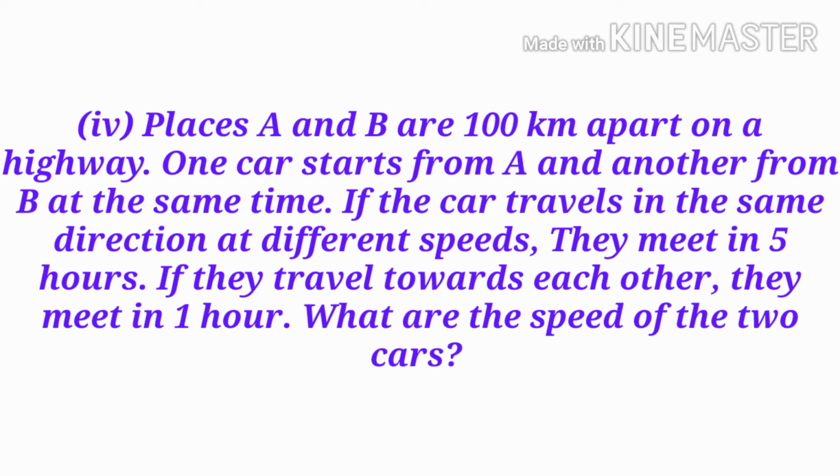So able to understand? So there are two places A and B and two cars are starting at the same time, but one car from A and the other car from B. They travel in the same direction but different speeds and they meet together in 5 hours. So time taken is 5 hours and the speed is different for both the cars. Next condition is, if they travel towards each other, they meet in 1 hour. What are the speeds of the two cars? So they have asked us to find the speed of the two cars.